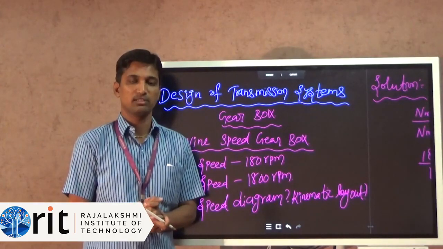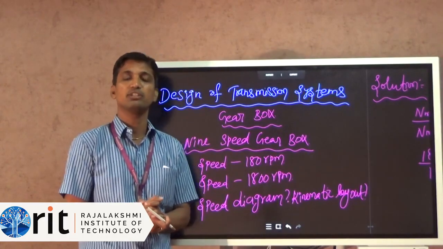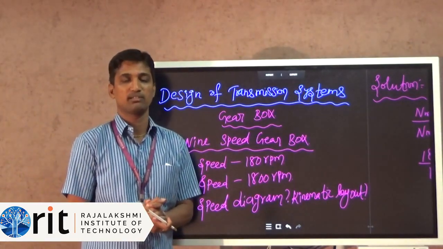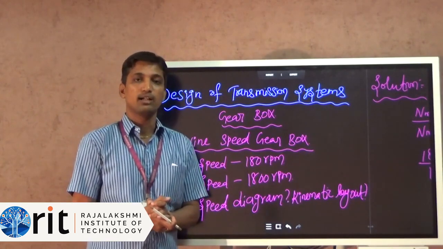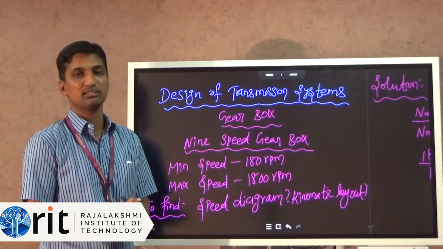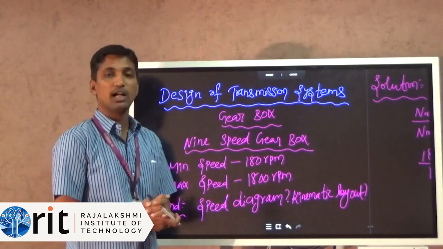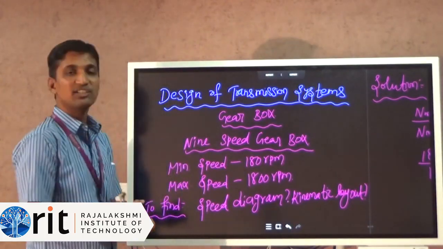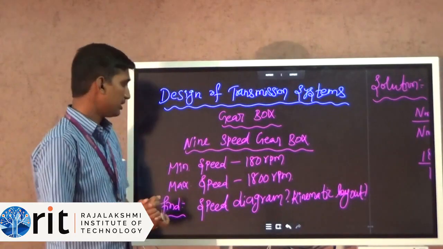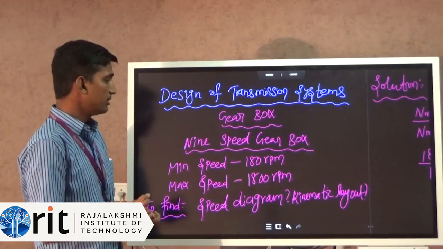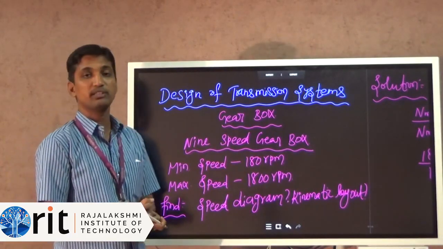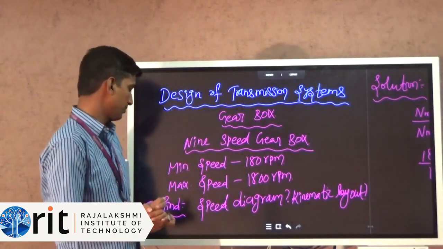What is the gearbox? The gearbox is the medium through which we can set different speeds for our automobiles. Depending upon the vehicle, we can have different numbers of gearboxes and speeds. Here I am going to teach you about the 9-speed gearbox. In the 9-speed gearbox problem, the minimum speed is given as 180 rpm and the maximum speed is given as 1800 rpm.